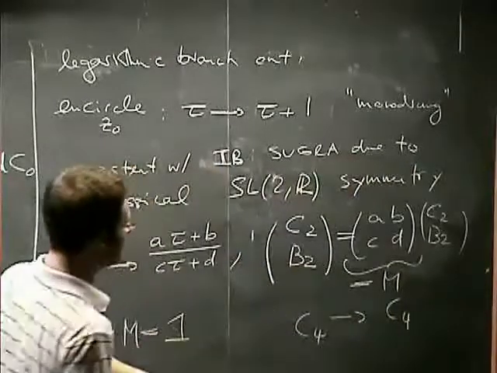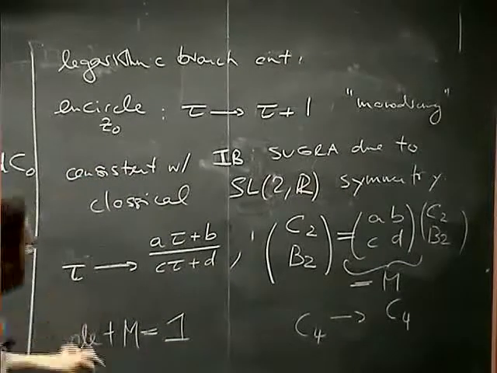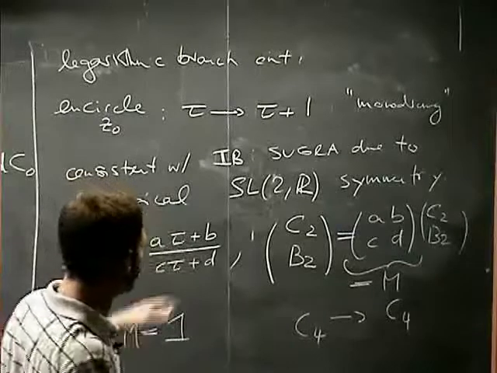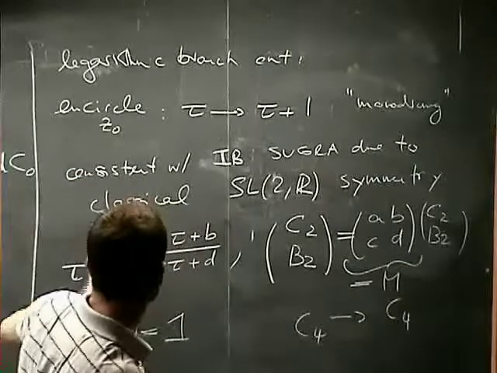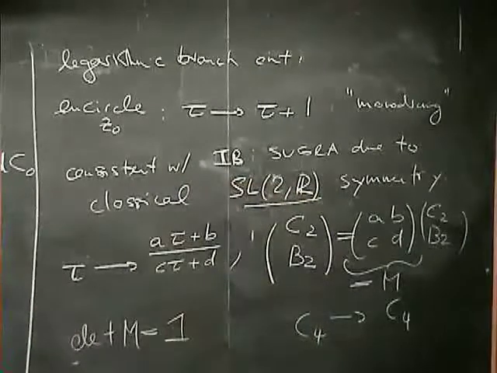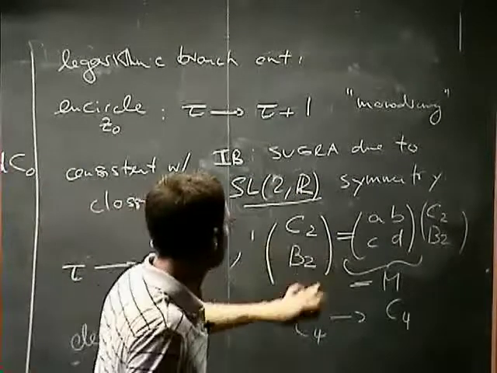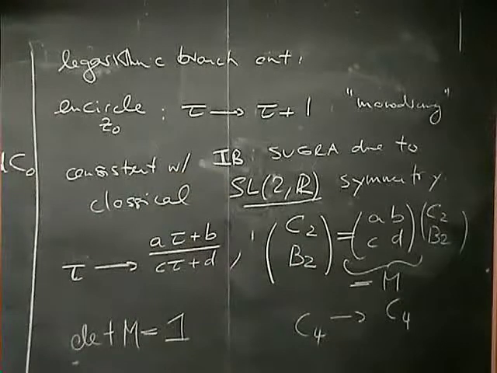So this is known to be a symmetry of the type 2B action, just by looking at the action in Einstein frame. Classically, it's SL2R, and then non-perturbatively, by the presence of D-1 branes or D-1 instantons, SL2R is broken to SL2Z.